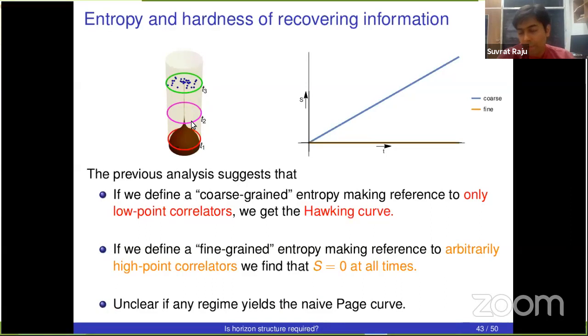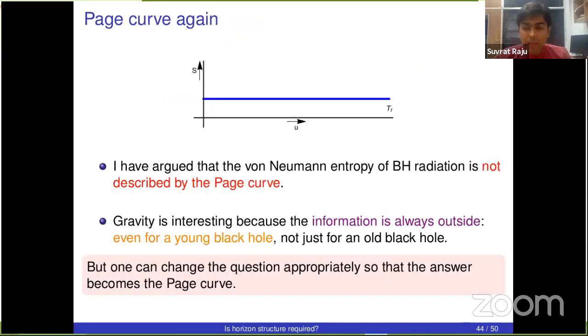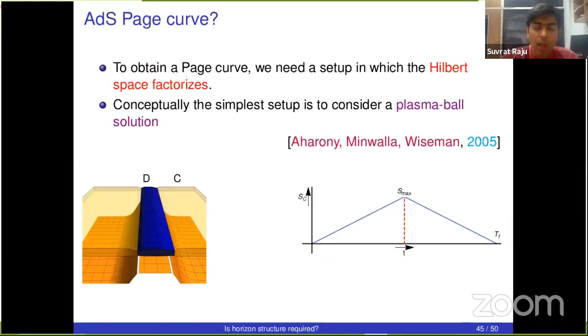And it's not clear. There might be a regime which yields a naive Page curve where you limit what kinds of correlators you're doing, but it's unclear whether such a regime exists. I don't know of any such regime. Okay, let me just say one thing. I've argued that the fine-grained entropy of black hole radiation is not described by the Page curve, and I think gravity is interesting because information is always outside, even for a young black hole and not just for an old black hole. But I think one can change the question appropriately so that the answer becomes the Page curve. The simplest way to obtain a Page curve in AdS, I think, is to consider the following setup conceptually.